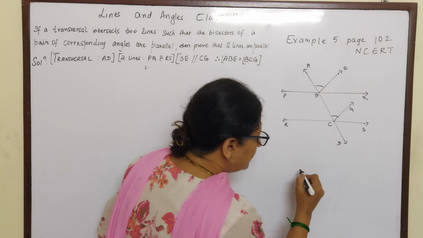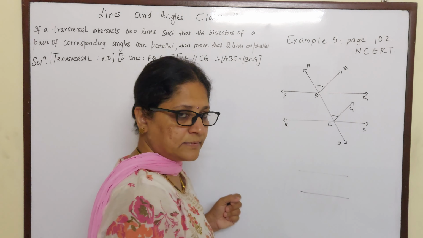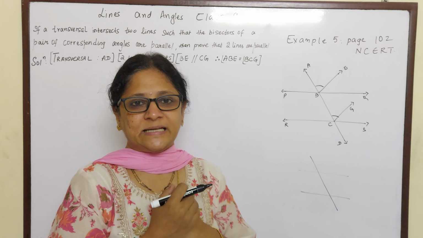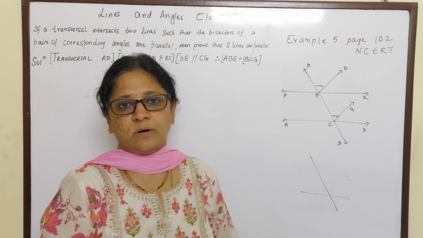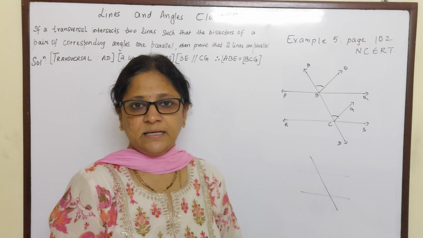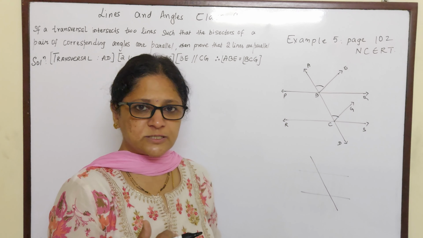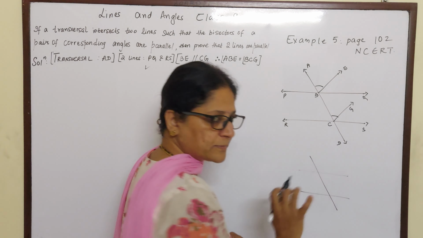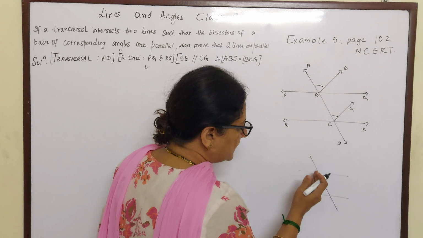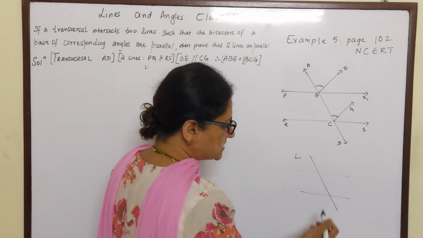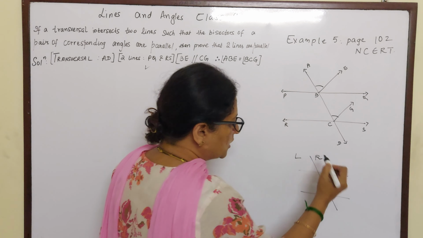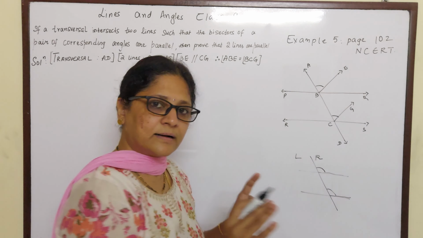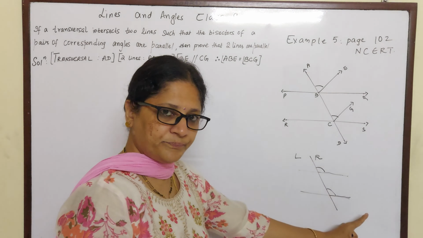See children, whenever there are two lines and they are parallel and there is a transversal passing through them, then corresponding angles will be equal, alternate interior angles will be equal, and interior angles on the same side will be supplementary. If you have a doubt about what corresponding angles are, think that they form the same pattern. Suppose these two lines are parallel, and this is a transversal, then this is the left side of the transversal and this is the right side of the transversal. So this angle above the line and this angle above the line are corresponding angles. They make the same pattern.